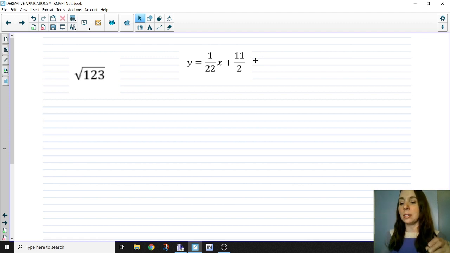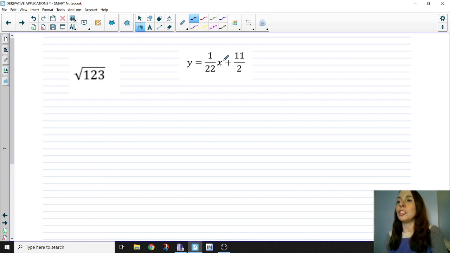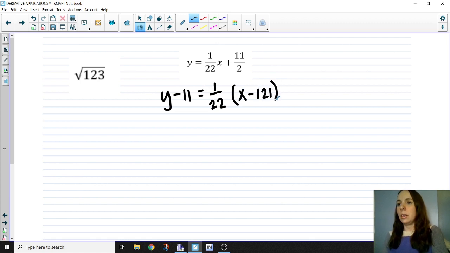Or better yet, so that we don't have to grab the calculator, let's go to a different version of this linear equation. Okay, so I'm going to write this equation in a particular point slope form, like this. And I don't expect you to really know where I'm getting these numbers from just yet, but I will explain. There we go. Okay, so the point slope form of the linear equation that we can use to calculate the square root of 123 is y minus 11 equals 1 over 22 times x minus 121.